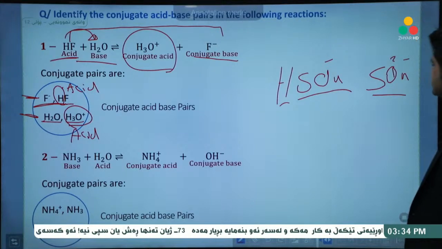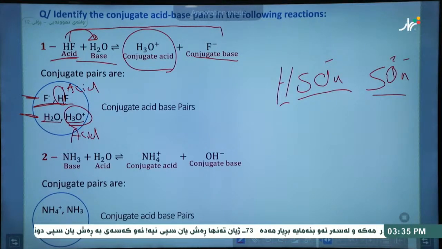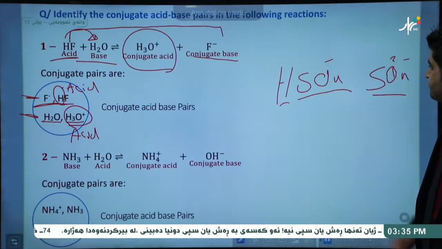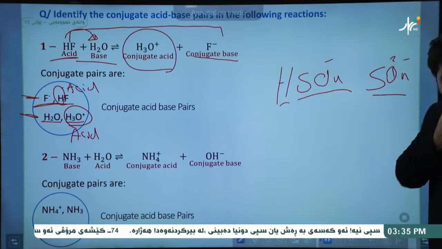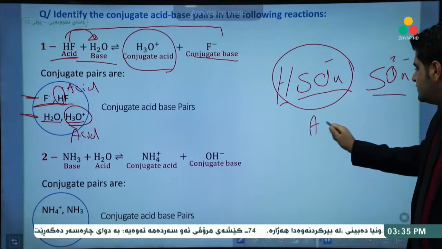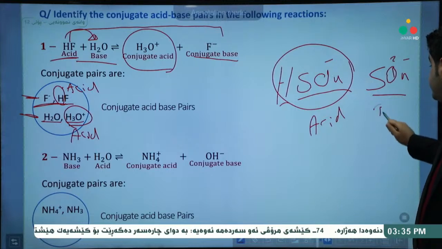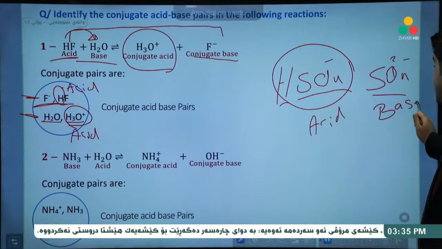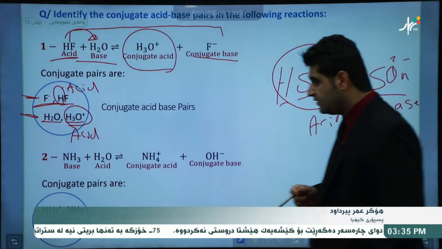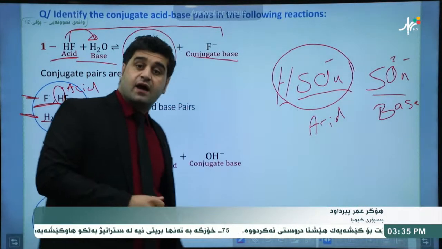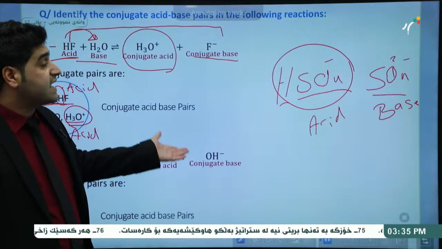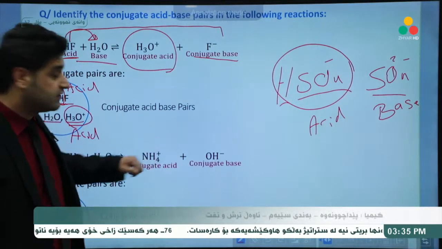But which one is the acid? Which one is the base? Oh, I remember the teacher told me that the acid always has one hydrogen more than the base. So this is the acid, and this is the base. It has the potential to receive a proton. Okay? You see? It's very easy, conjugates. And now we have more idea about a conjugate acid and conjugate base from the pairs.